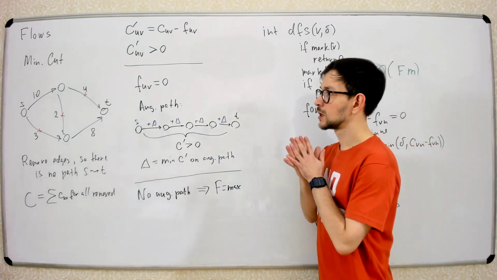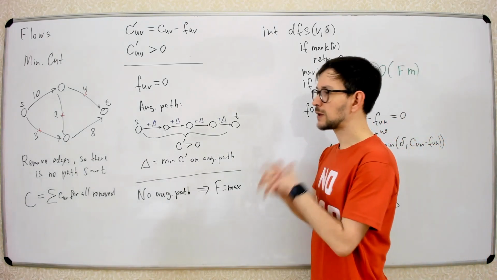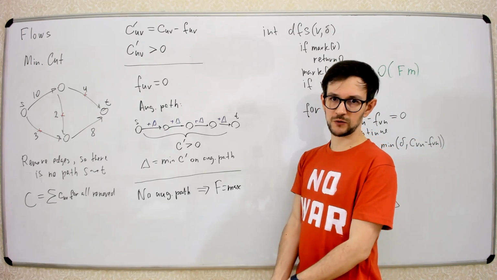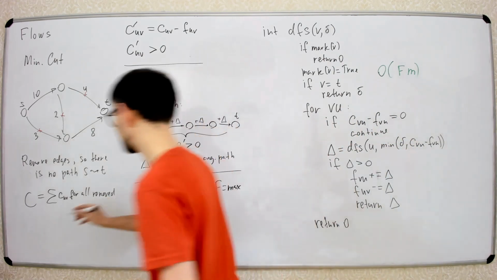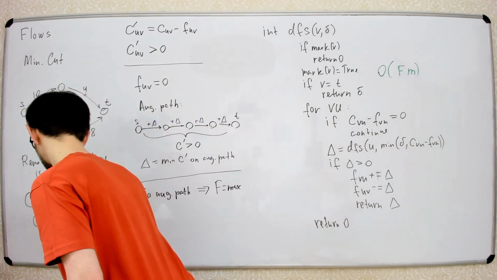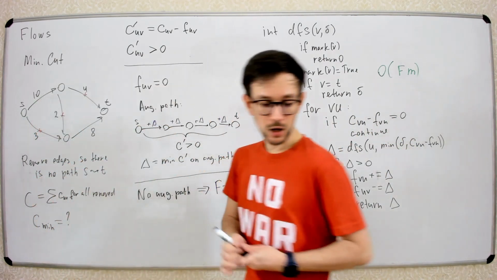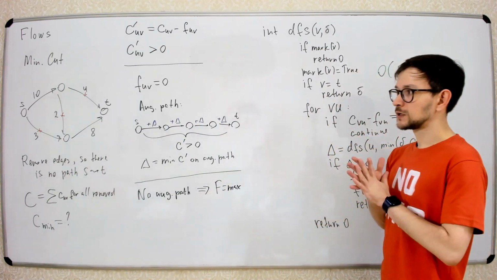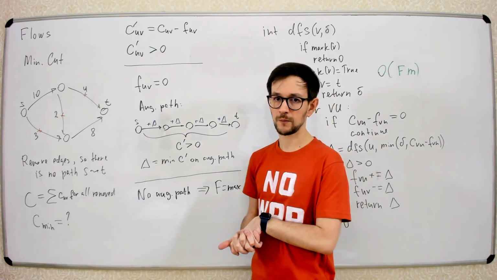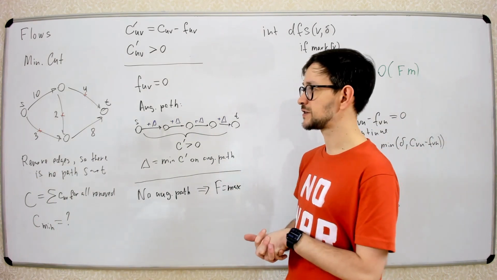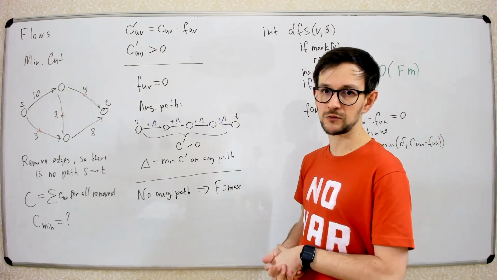Now, good. So the minimal cut problem looks very different from the maximal flow problem, right? Now, your problem is to find the minimal cut. It looks very different from the maximal flow problem, but it turns out that it is actually the same problem. It's the dual problem of the maximal flow problem.